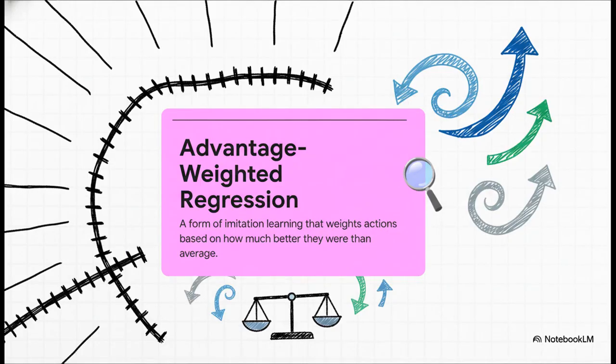So how do we actually do this stitching? Well, one of the first really successful methods is called advantage-weighted regression, or AWR. The idea is actually pretty intuitive. It's basically imitation learning, but instead of copying every action equally, it weights them. It pays way more attention to actions that led to a better-than-average outcome, it upweights them, and it pretty much ignores the actions that led to worse outcomes.